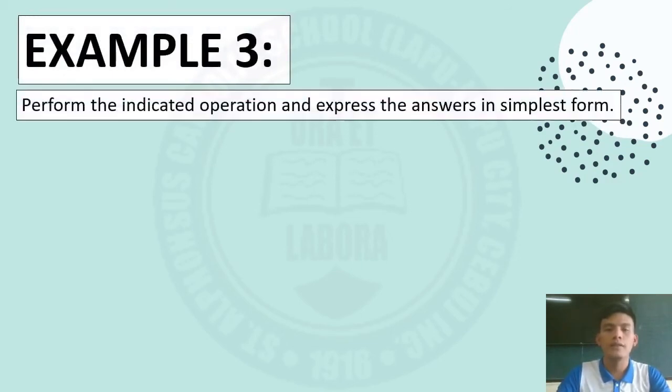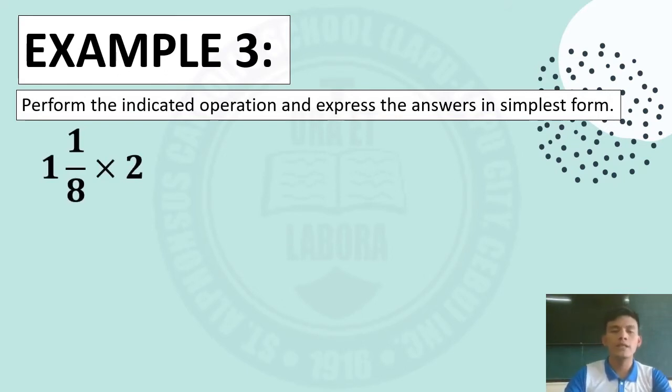Example 3. Perform the indicated operation and express the answers in simplest form. 1 and 1/8 times 2. 1 and 1/8 is a mixed number. You need to change that into a fraction. So, to do that, you need to copy the denominator 8. For the numerator, you will do like this.